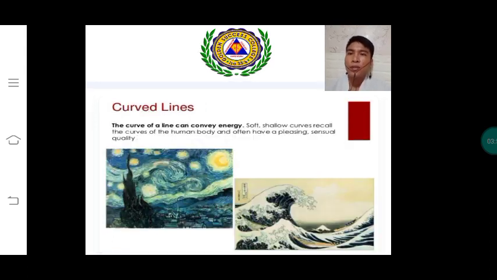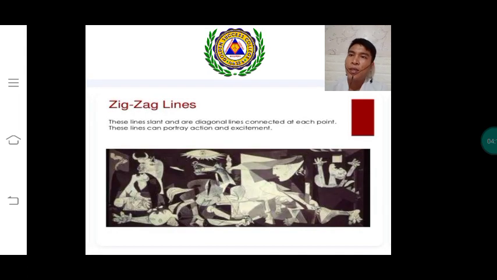The curved lines can convey energy. Soft, shallow curves recall the curves of the human body and often have a pleasing, sensual quality. So in the picture, this is the curved line, guys. Next is the zigzag line. This line is made of diagonal lines connected at their points. This line can convey action and excitement.